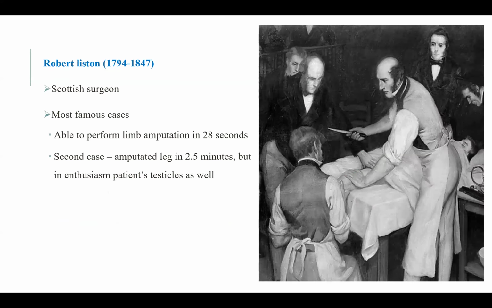One of the famous surgeons in amputation is Robert Liston. He was a Scottish surgeon, and he was able to perform a limb amputation in 28 seconds itself. Another famous case is where he amputated a leg in 2.5 minutes, but in his enthusiasm, he removed the patient's testicles along with it.